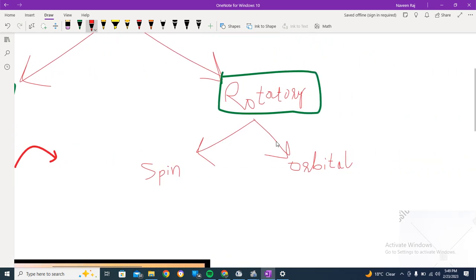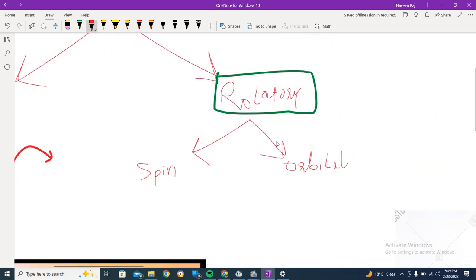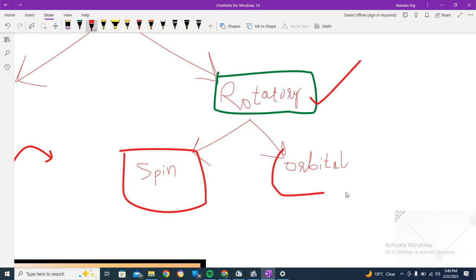Now let's move to rotational motion. I do hope that you can take it out from the word rotate, that something is rotating. Furthermore, we've got two different categories, that is spin rotatory motion and orbital rotatory motion.